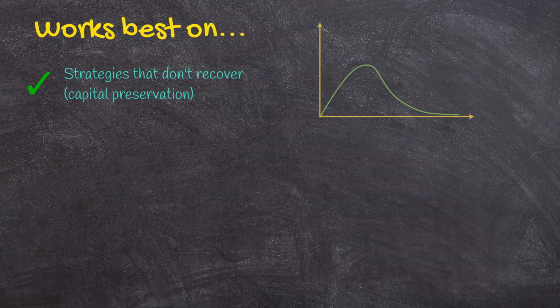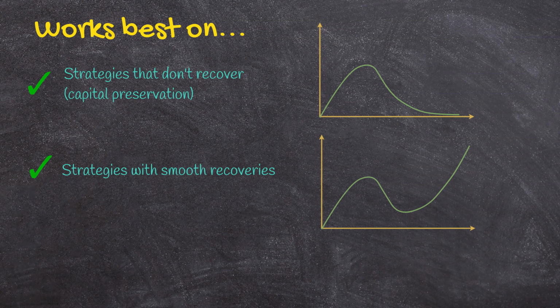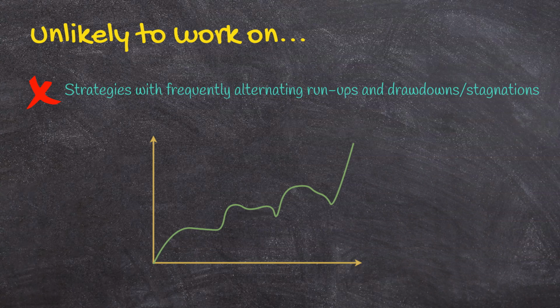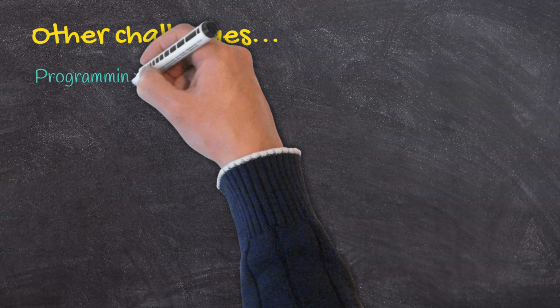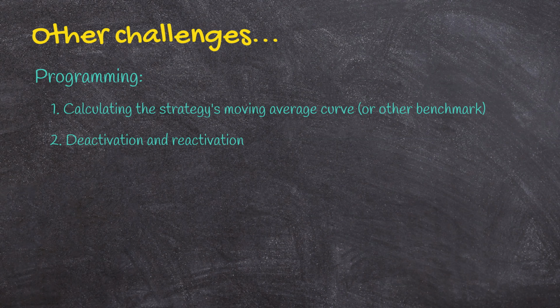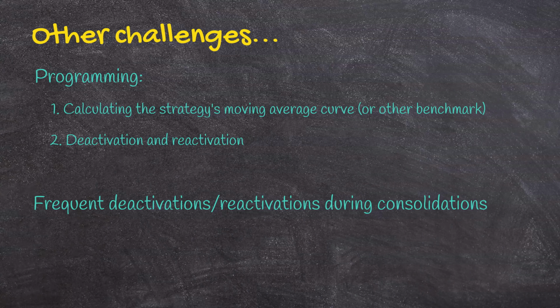For my own testing, I believe equity curve trading rarely works unless the strategy goes into a deep drawdown and never recovers, or eventually experiences a smooth recovery. For more conventional curves like these, any capital preservation will probably not compensate for the loss of profitable trades. In addition, programming the logic to deactivate or reactivate a strategy is not a trivial task, and if you trade manually, you'll be really busy when the strategy goes into consolidation, which is practically guaranteed at some point.